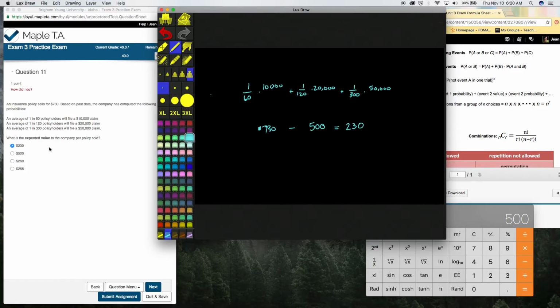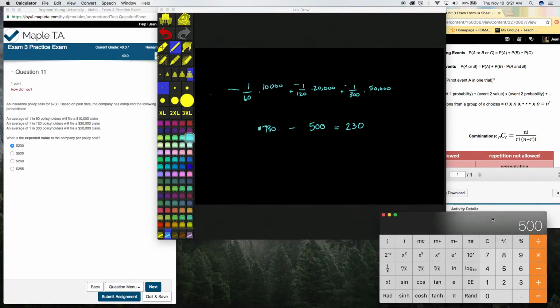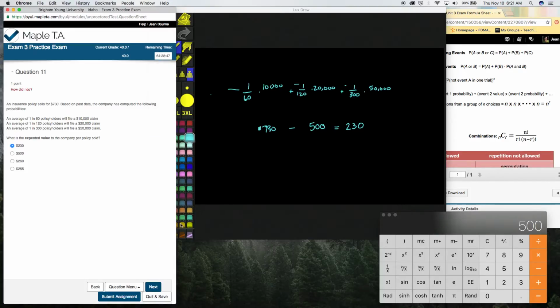They want to know the expected value to the company. If it was expected value to me, then it would be negative, because right now these are all negative values, because they're what the company's paying out. 730 is what they're getting in. Some of these negative values matter, but in this case the company is making a profit, and so it's going to be positive.